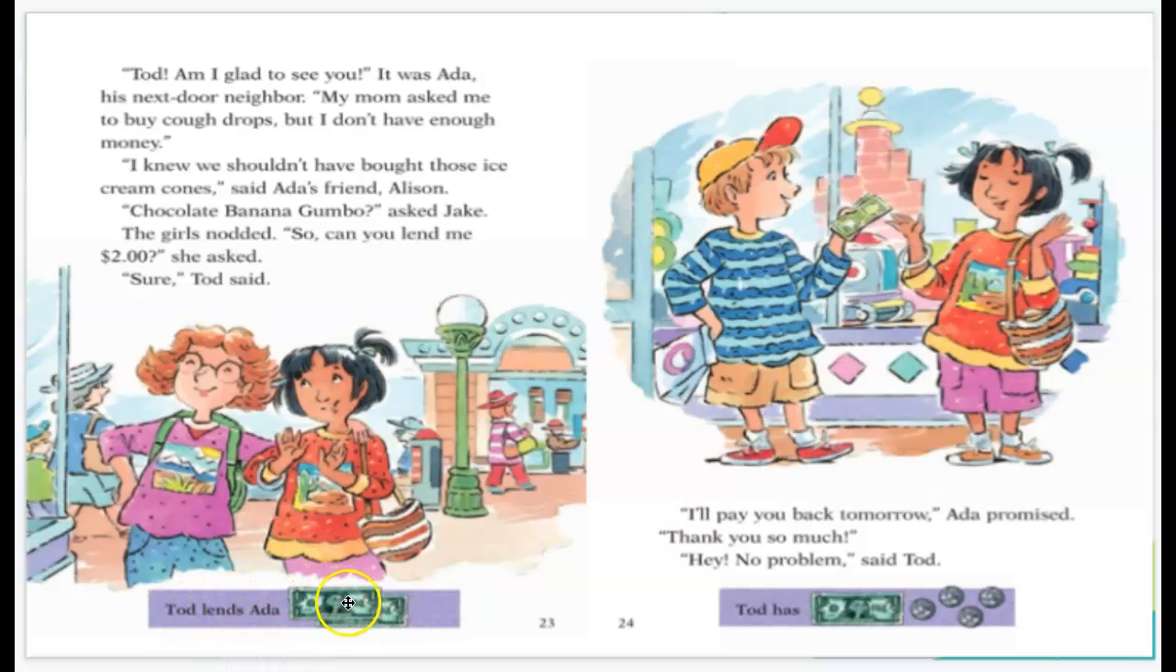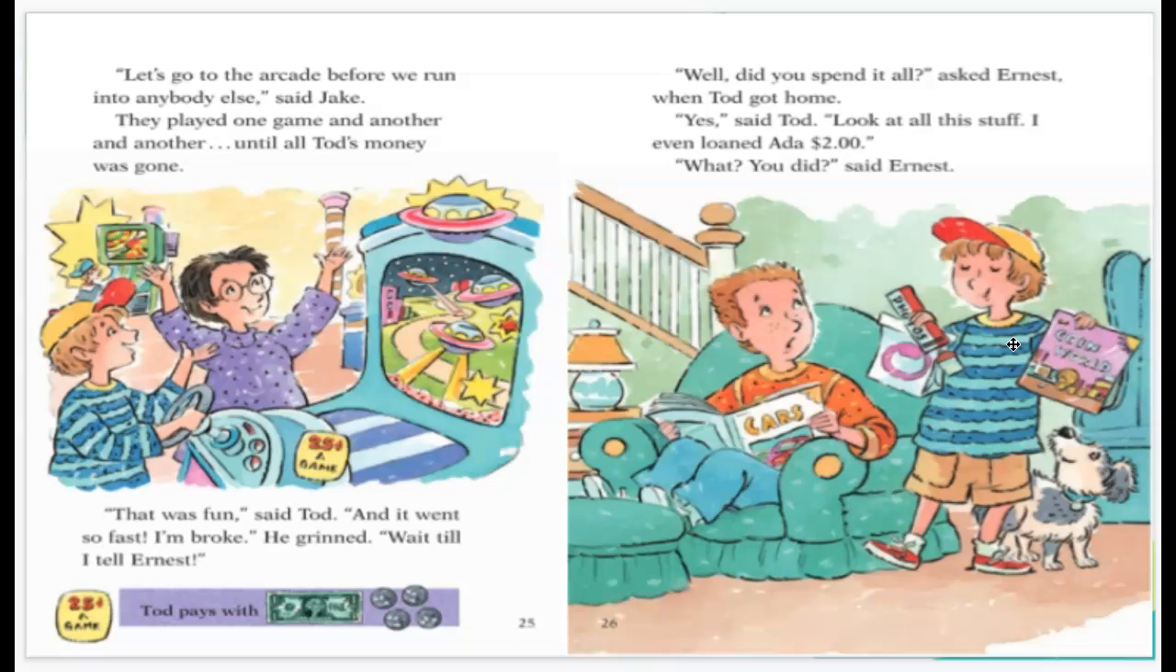Todd lends Ada $1, $2. "I'll pay you back tomorrow," Ada promised. "Thank you so much." "Hey, no problem," said Todd. Todd has $1 and 1, 2, 3, 4/4. So $2. "Let's go to the arcade before we run into anybody else," said Jake. They played one game and another until all Todd's money was gone.